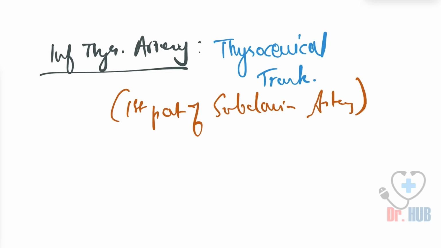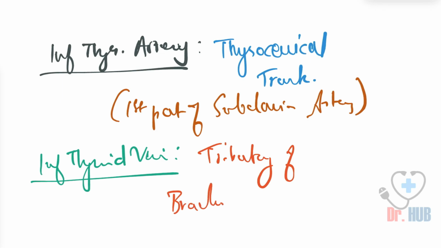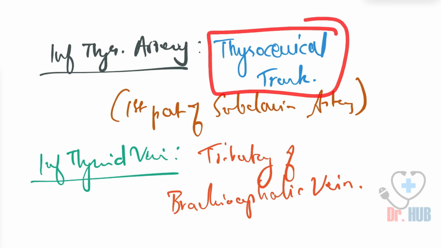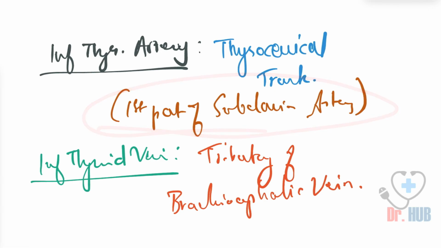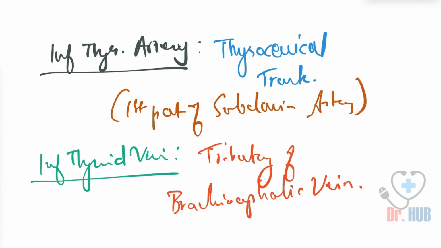The next question we asked was in terms of the inferior thyroid vein. In case of the inferior thyroid vein, the origin is the tributary of the brachiocephalic vein. Now let's just recap. The inferior thyroid artery is from the thyrocervical trunk, which is nothing but the first part of the subclavian artery. Next, the inferior thyroid vein is a tributary of the brachiocephalic vein. So this was about the blood supply of the thyroid gland.